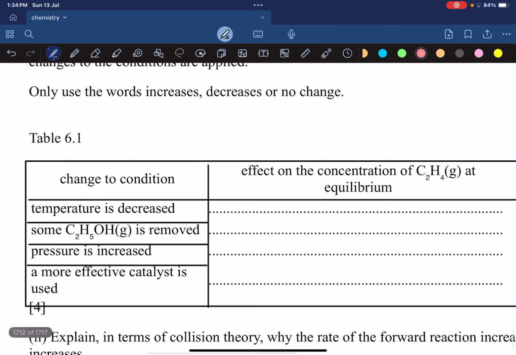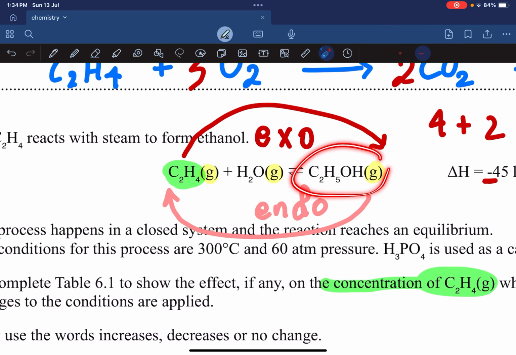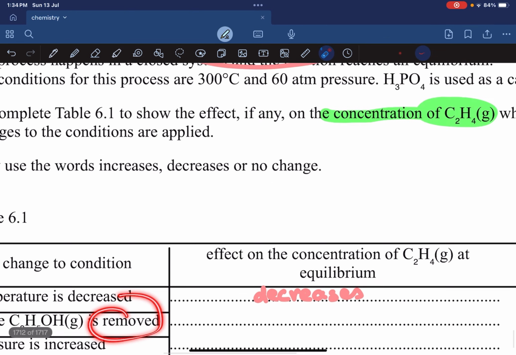So we have to use the word decreases over here, I guess. So this is decreases. Okay, next one. Some C2H5OH is removed. So what you're doing is you're removing this thing. Remember one thing: whatever we are doing, equilibrium is trying to reverse it, to do the opposite. So when we are trying to decrease this, because we are removing it, we have decreased this.